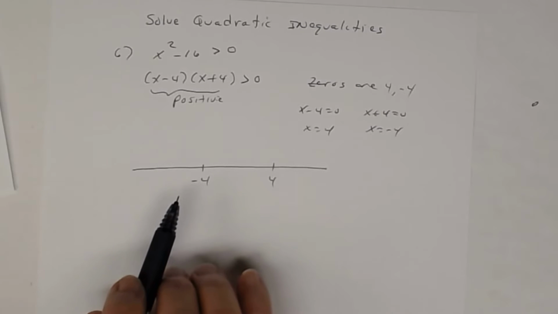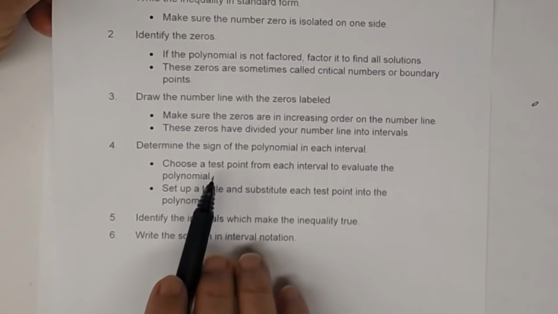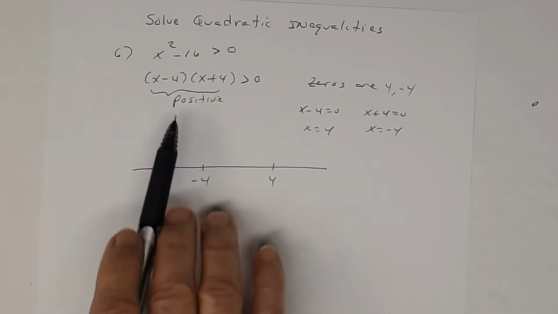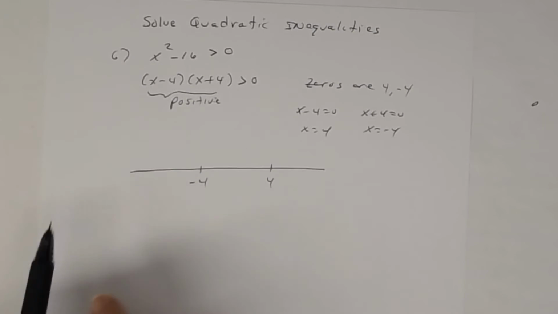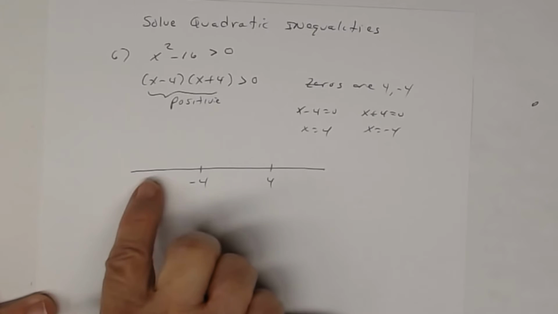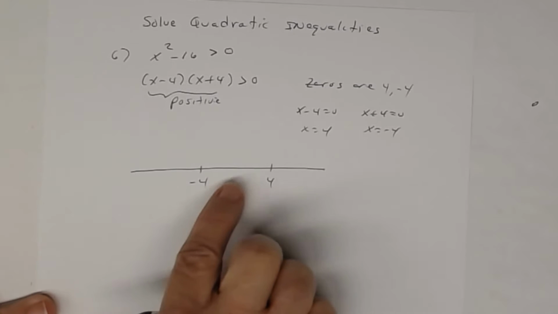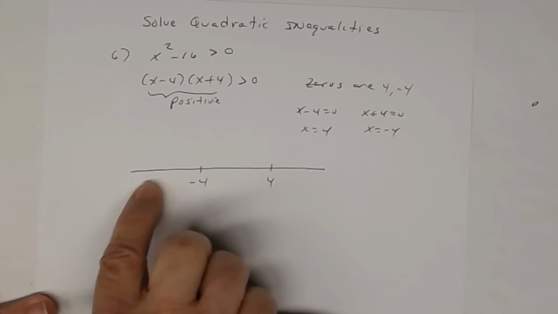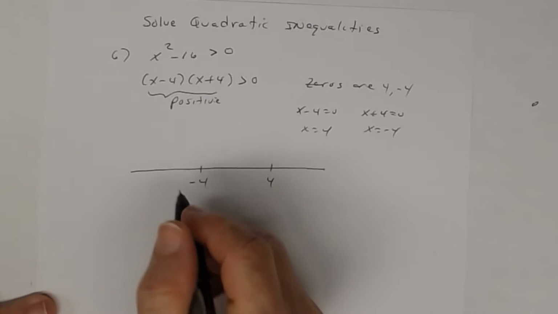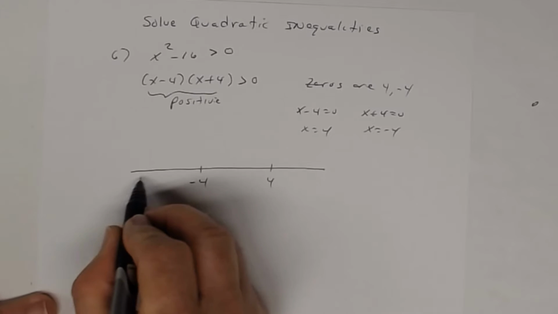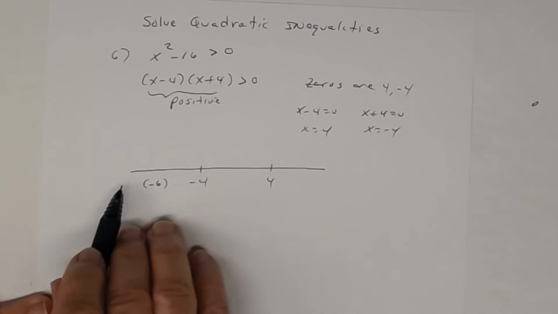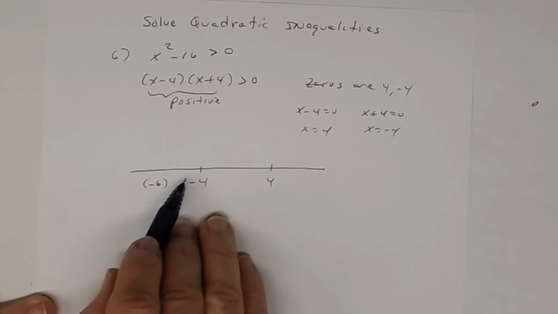Okay, so to do that, remember, you have to use something called test points. And then we can use those test points to determine the sign of this polynomial, determine what sign we have. So to determine the test points, there are 3 intervals, so you can use 3 test points. We've got to pick a test point in this one, a test point here, and a test point there. So between negative infinity and negative 4, let's use the test point negative 6.